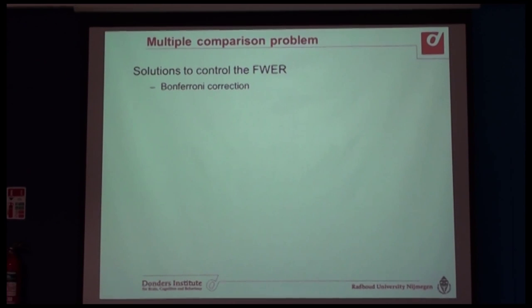Of course, there are multiple solutions to address the multiple comparison problem, and the one that you're all familiar with is the Bonferroni correction. The idea with Bonferroni correction is: if we have two tests and the chance of having a false alarm in total should be 5%, then let's make the chance of having a false alarm in each of the two tests 2.5%. So we just divide the alpha, the threshold, by the number of tests that we're going to perform. The problem is that if we divide alpha by 1.5 million, then we need a really strong effect in order to find it.